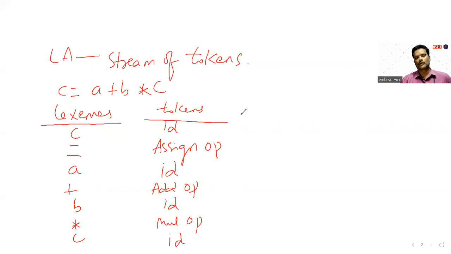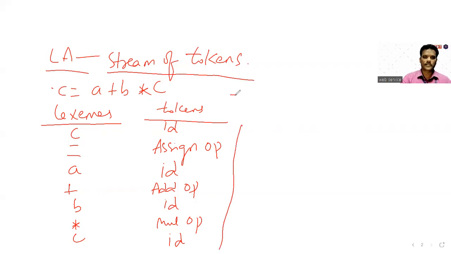The tokens are any variable, any character. That character is indicated with identifier. Any operator, suppose there is equal. Equal is assign operator, plus is addition operator, multiplication operator. So the lexical analyzer will give the stream of tokens. The stream of tokens like this: ID equals to ID plus ID star ID.